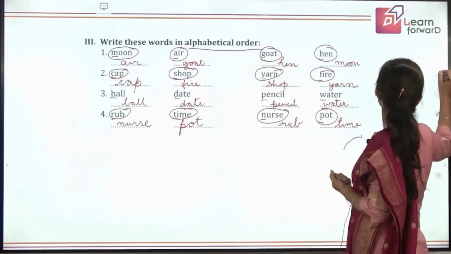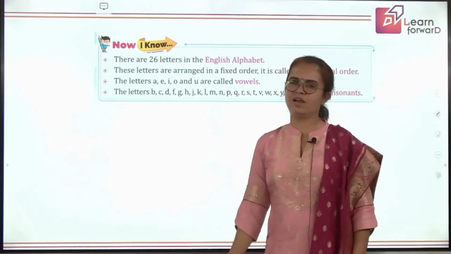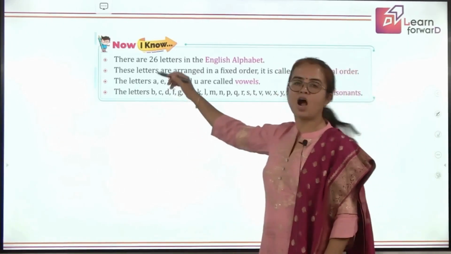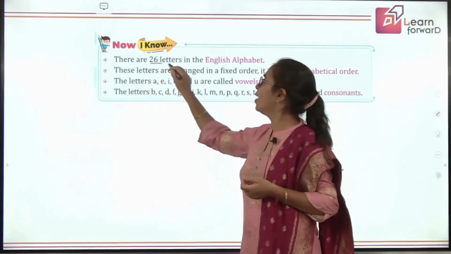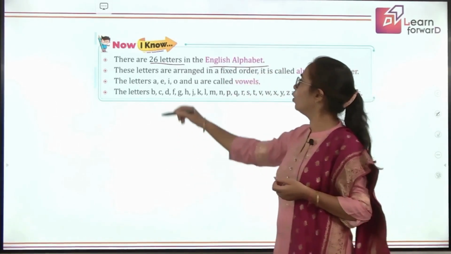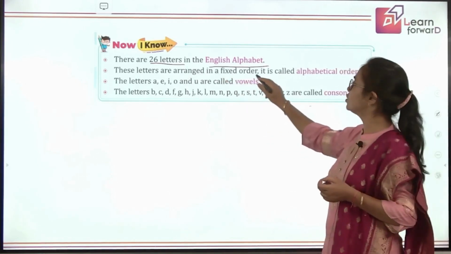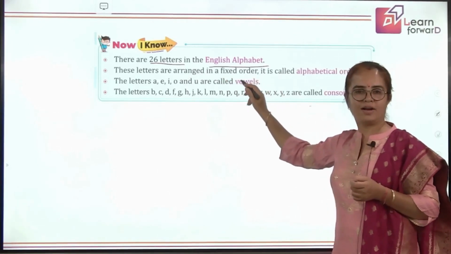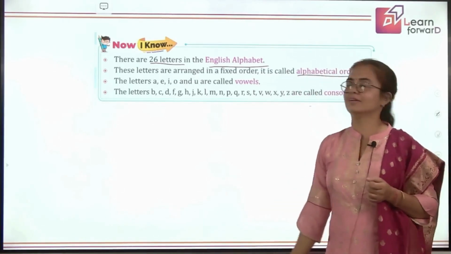That's brilliant, students. Now, let's recall what we have learned in today's session. How many letters are there in English alphabet? There are 26 letters in English alphabet. And how are they arranged? These letters are arranged in a fixed order. And what is that order called? That is called alphabetical order.